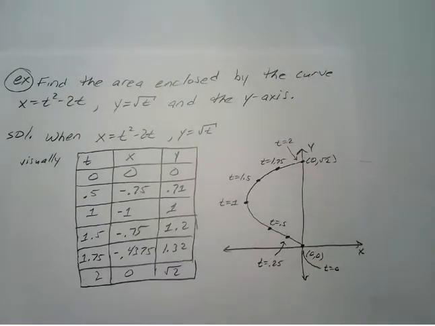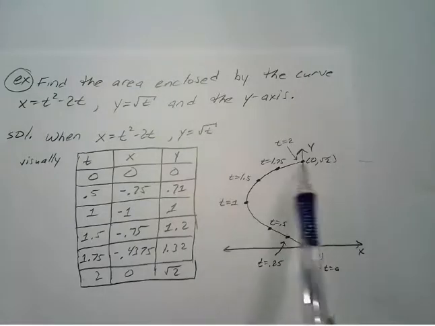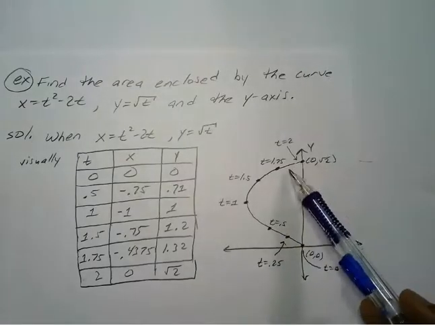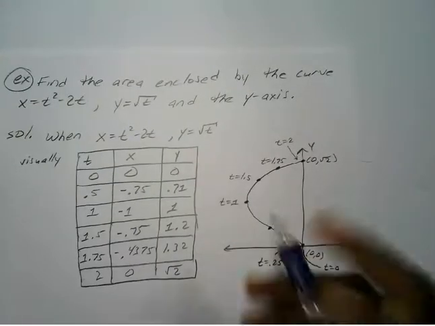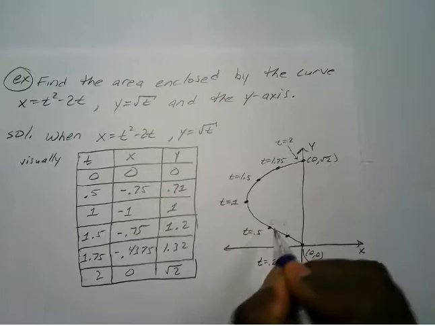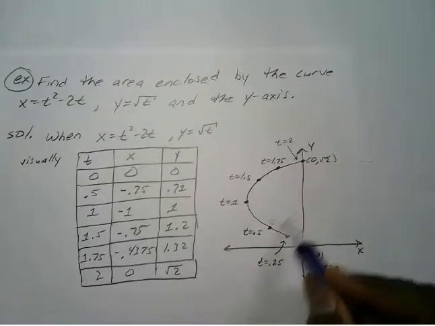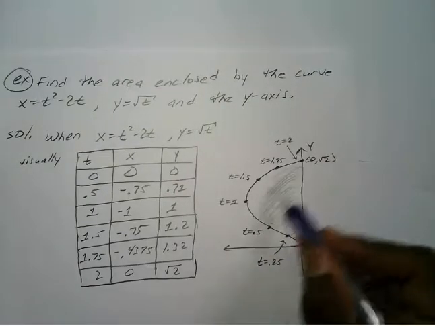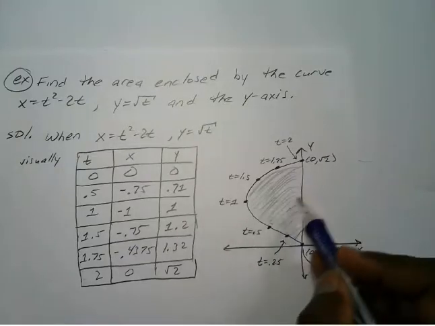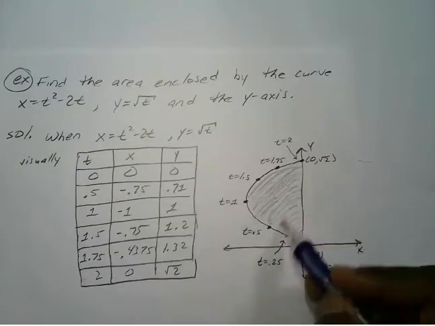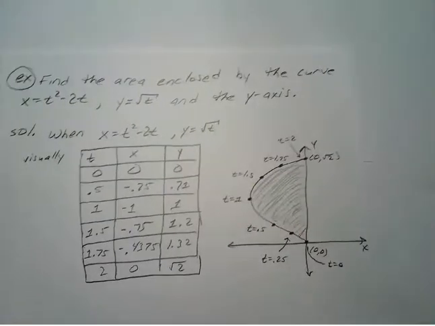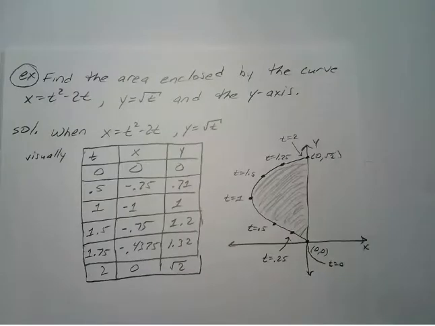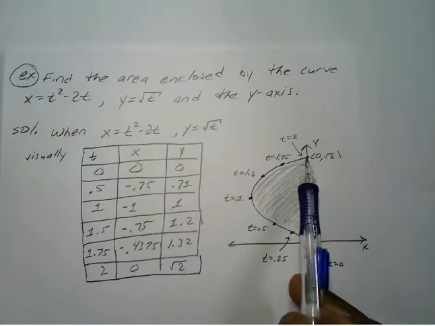Okay, so we're looking at the area enclosed by the curve and the y-axis. So in other words, let me take this t equals 0.5 out of here so I can shade this in. We're looking for the area right in there, this curve and the y-axis. That means we know we're going to go from t equals 0 to t equals 2.